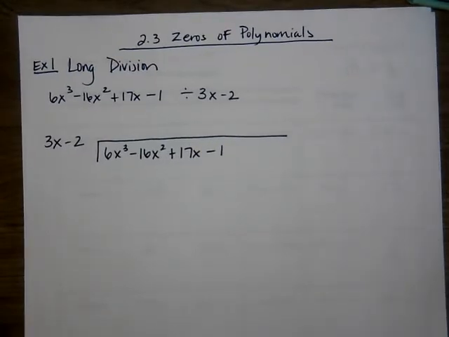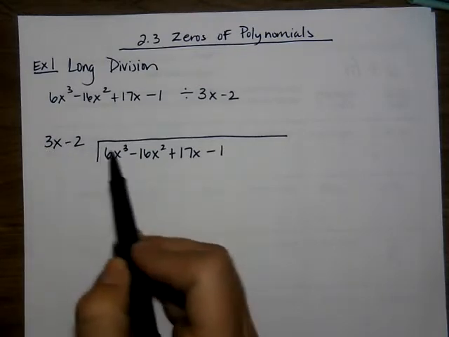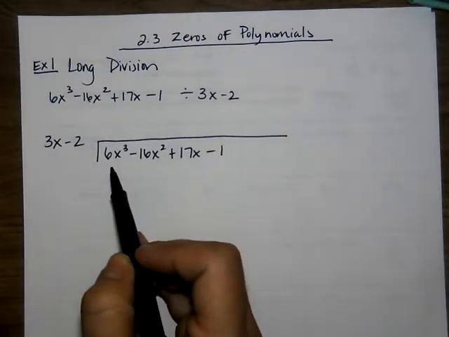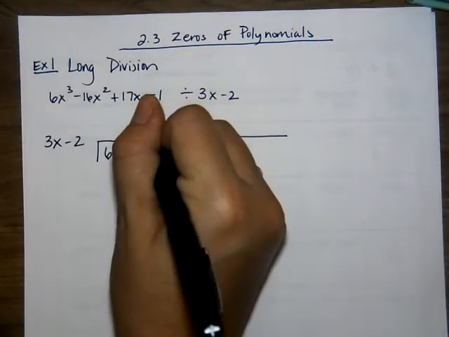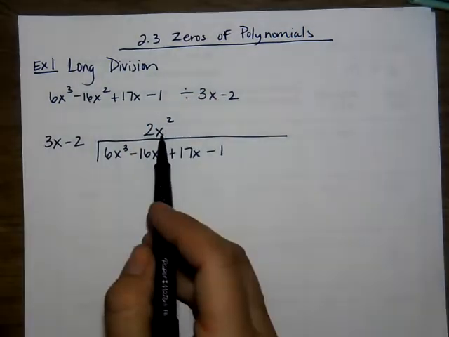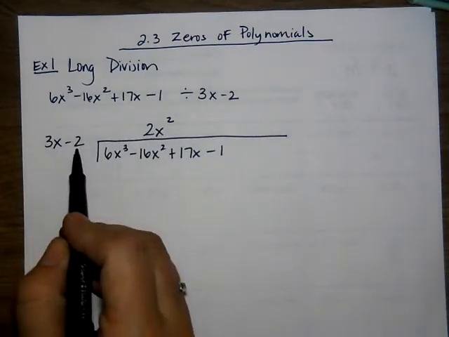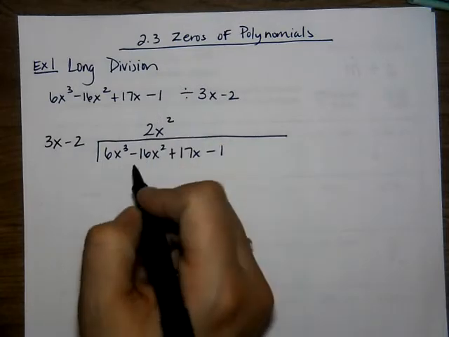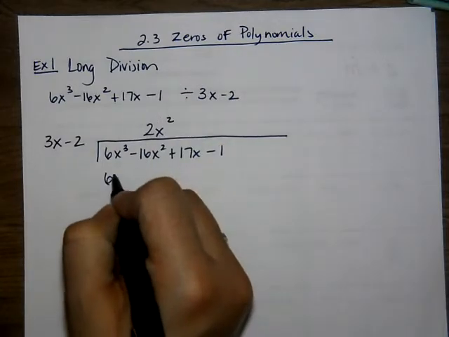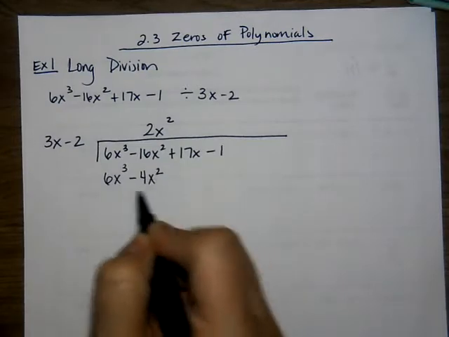Okay, so then we're going to ask ourselves, how do we take 3x and change it to 6x cubed? What do you have to multiply it by? 2x squared. So I'm going to line that up. I want to keep nice and organized. So I have 2x squared. And then we take that term and we multiply it through this 3x minus 2. So this is going to give us 6x cubed minus 4x squared.